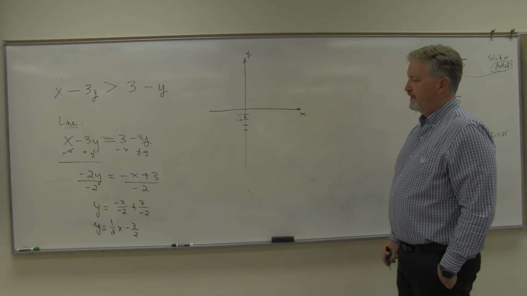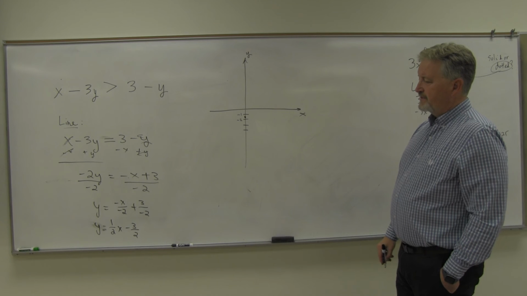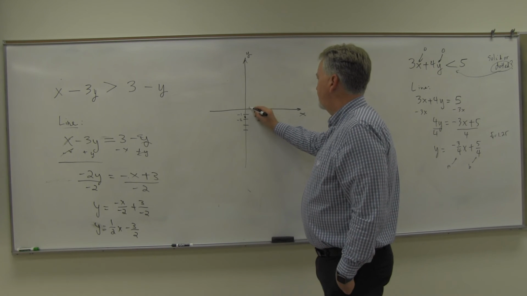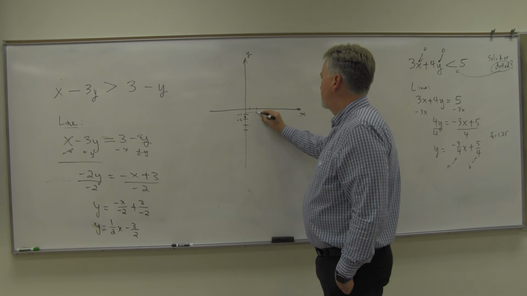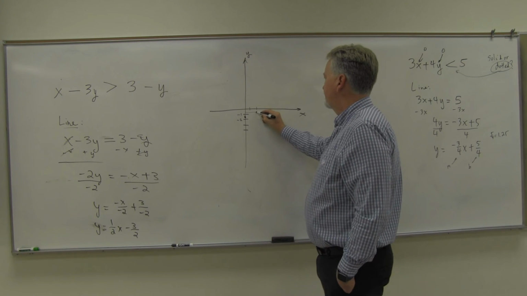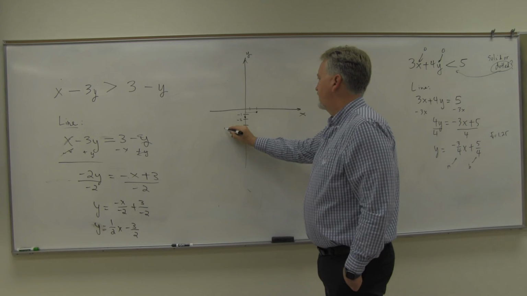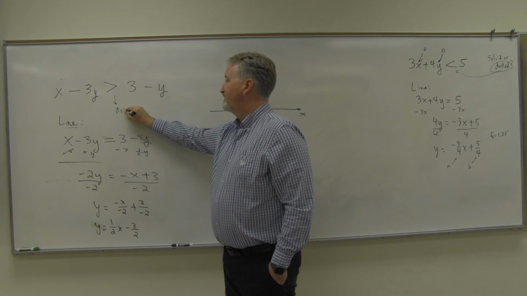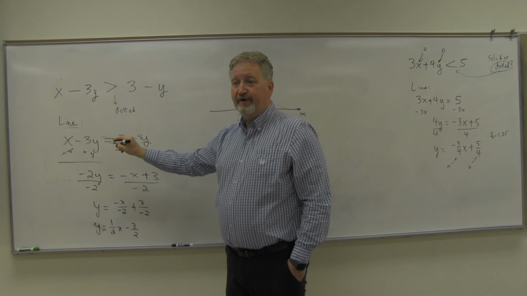For my b. And then my slope is a half, so that would mean rise 1 and then run 2. Put it right about there. And there's my line, but dotted, isn't it? Because you don't have the equal to part.